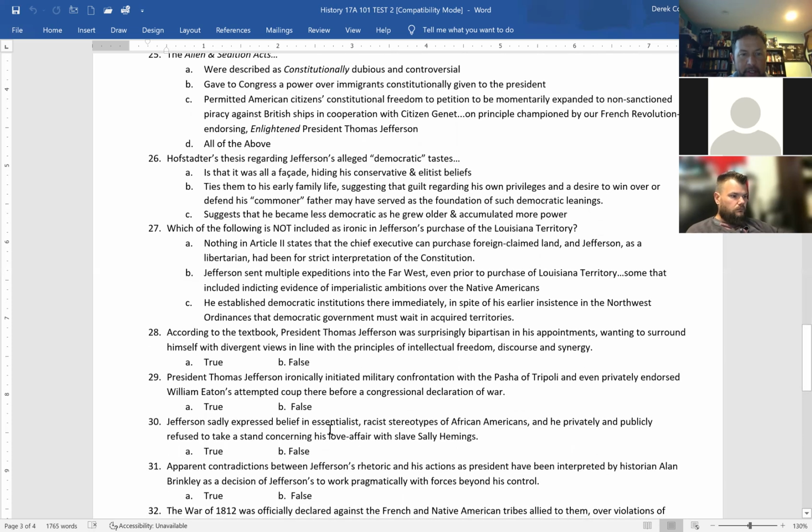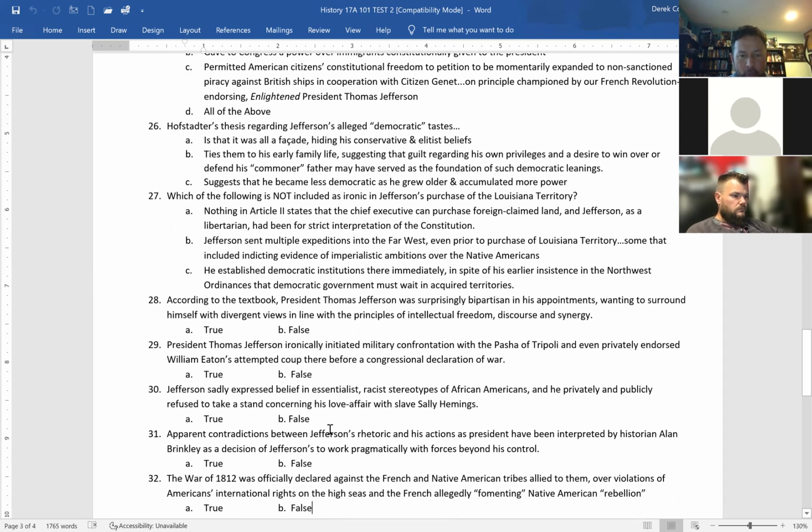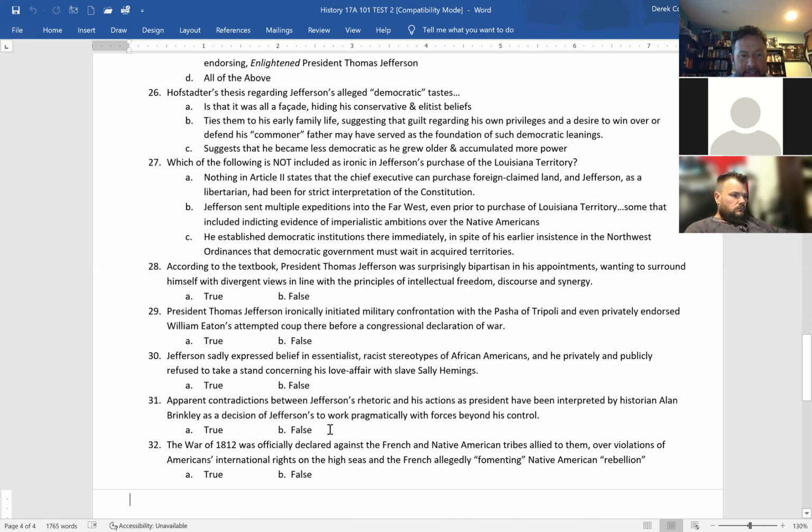All right. So 28 follows the textbook. 29 is mentioned on number 4 of the early Republic assignment, as is number 30, found in number 4 of that assignment.